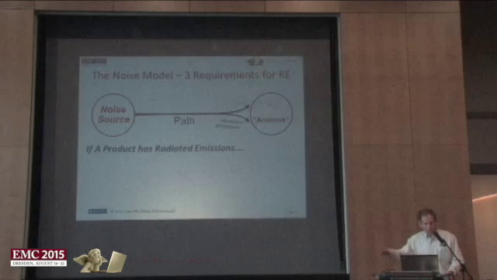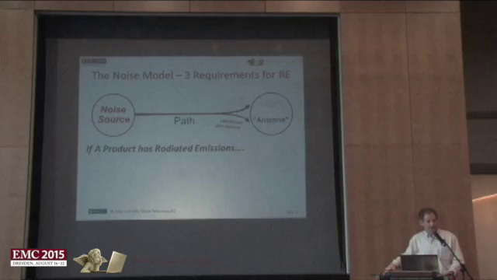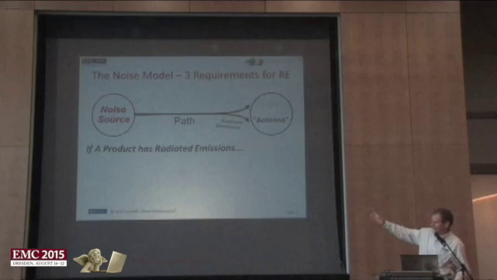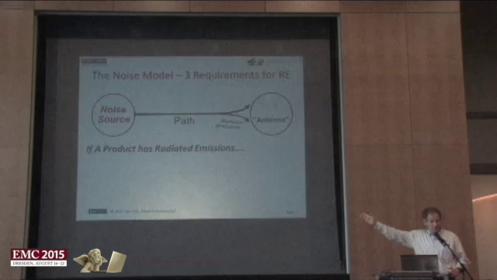They hopefully understand that when they pay money for a radiated emissions test, the test laboratory provides the receiving antenna, or the victim, the other end of this path. So they've got a source on one side, and a victim or an antenna on the other side for a radiated emissions problem.